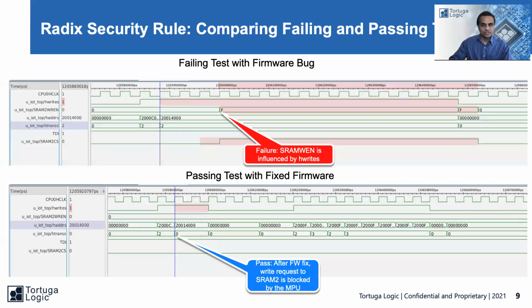On rerunning the simulation, the rule does not fail. Comparing the waveform views between the failing and passing tests, we can confirm that the firmware fix worked. As seen in the waveform view from the passing test, the memory protection unit correctly blocks the unprivileged write request from the ARM core to the SRAM2.